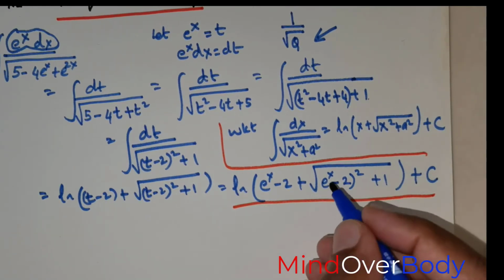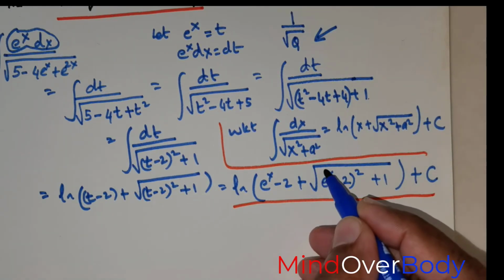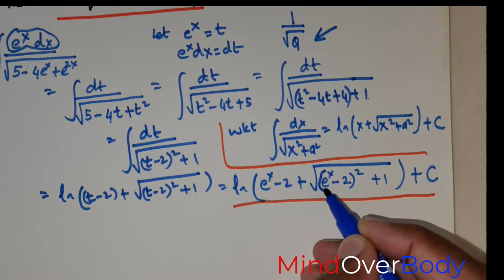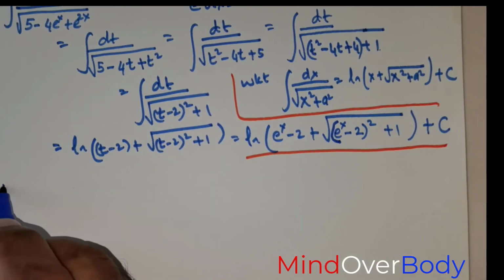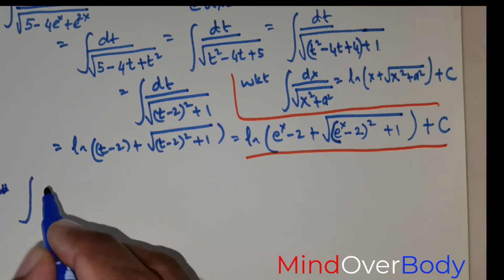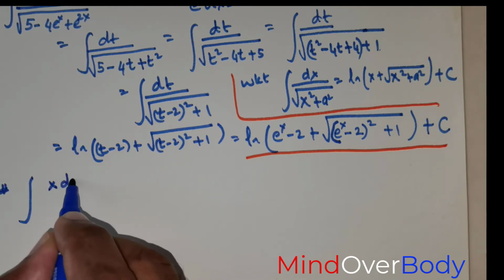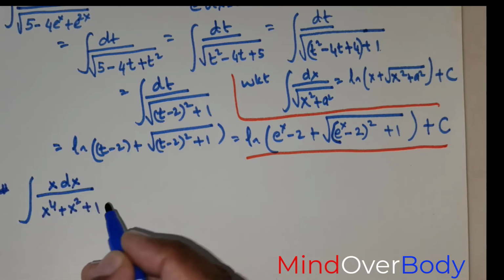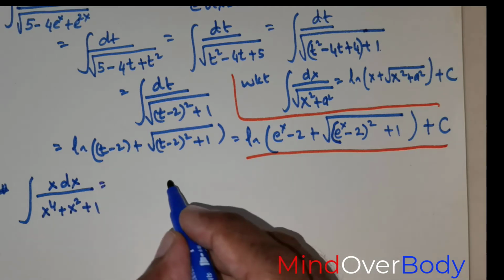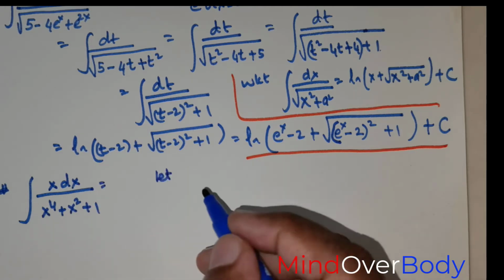Let's do another question, students. Just for the sake of perfection, make sure to place the parentheses here. So we are given this question. We are expected to integrate x dx over (x⁴ + x² + 1). Now I'm going to make a substitution.